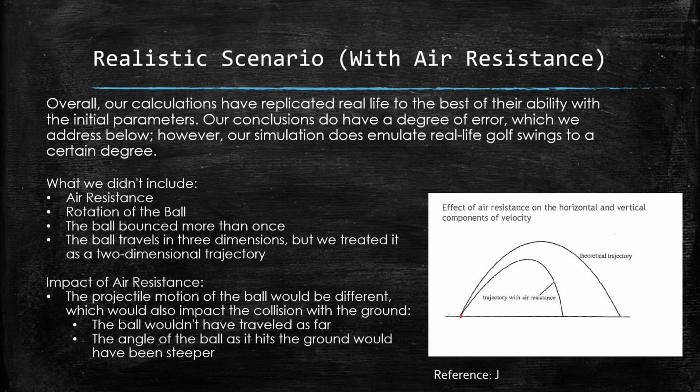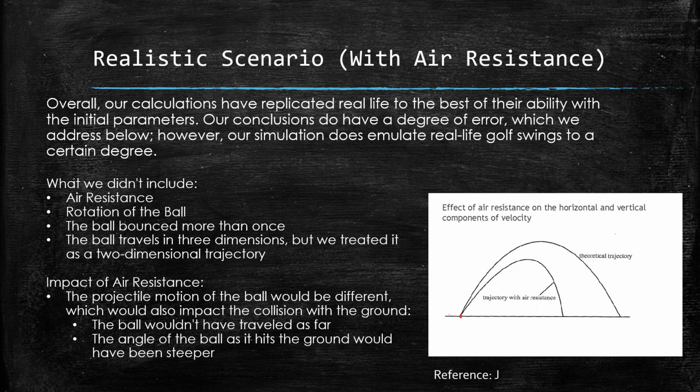The flaws in our calculation, however, have to do with the lack of air resistance, the fact that we didn't include rotation of the ball, which happens as it travels through the air and as it rolls on the ground, the fact that the ball would have bounced more than once before rolling and then coming to a stop, and the fact that the ball would have traveled in 3 dimensions. We treated it as X and Y. The ball is only staying on those 2 planes, whereas in a real-life golf swing, the ball is going to be traveling horizontally in 2 axes, say X and Y, and then also vertically in a Z direction. So we did not include that in our calculations and in our theory about this scenario.